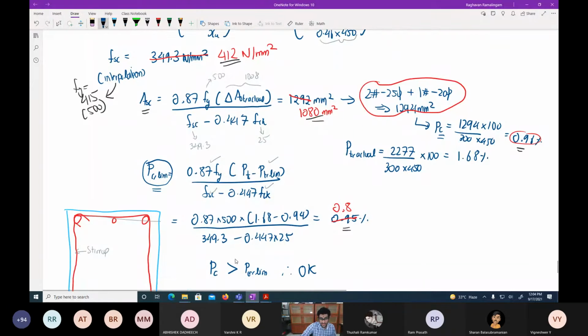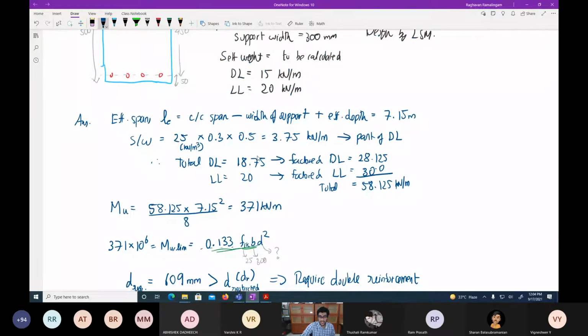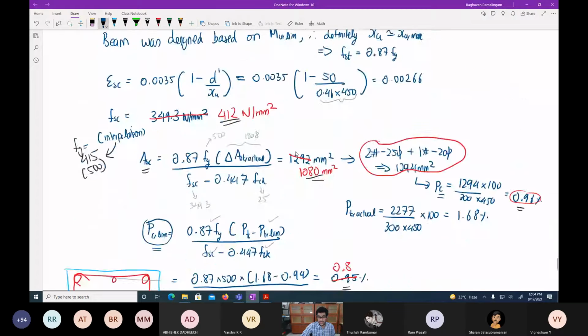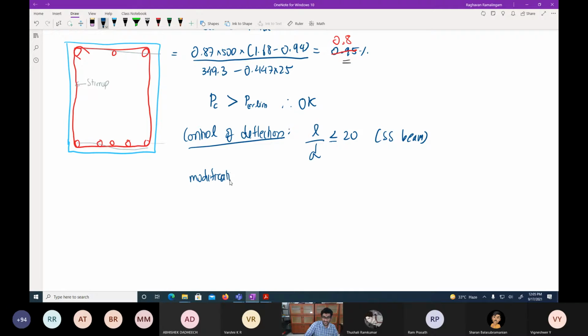And continuing with that one, if you remember here, usually we do this check for control of deflection. Generally we have this L by D should be lesser than or equal to 20, for a simply supported beam. Now for a doubly reinforced beam, we can make a modification to this number 20. Okay, so how do we make this modification?